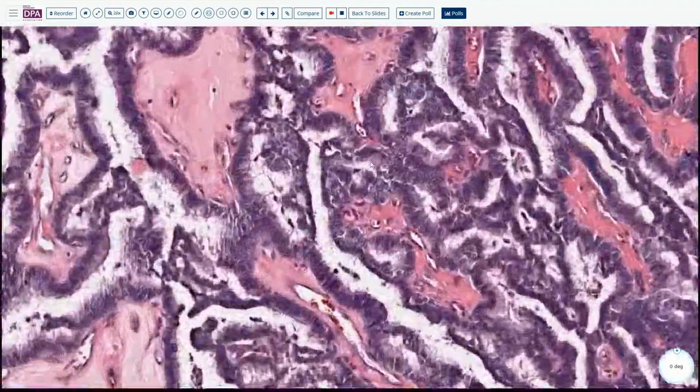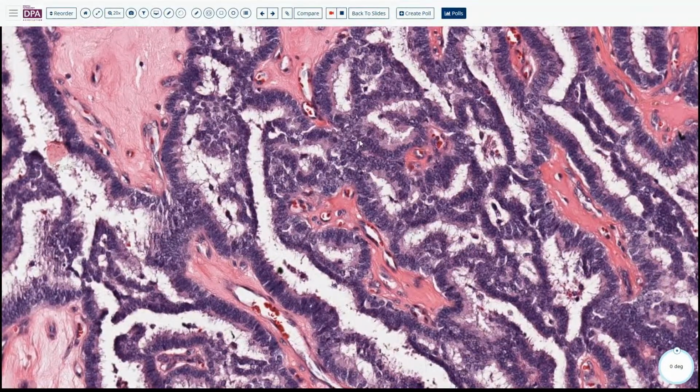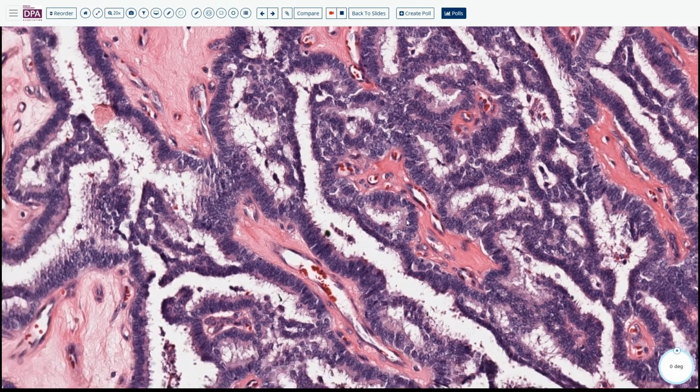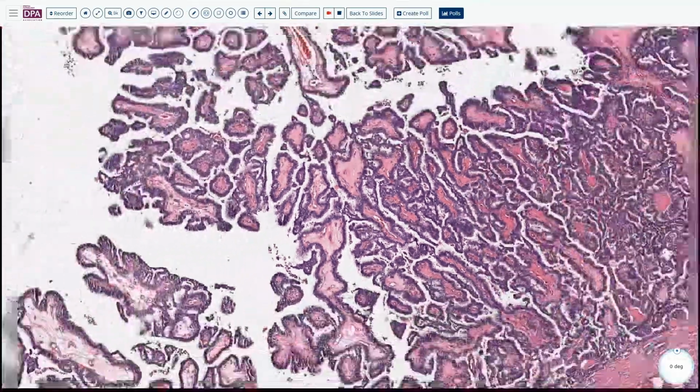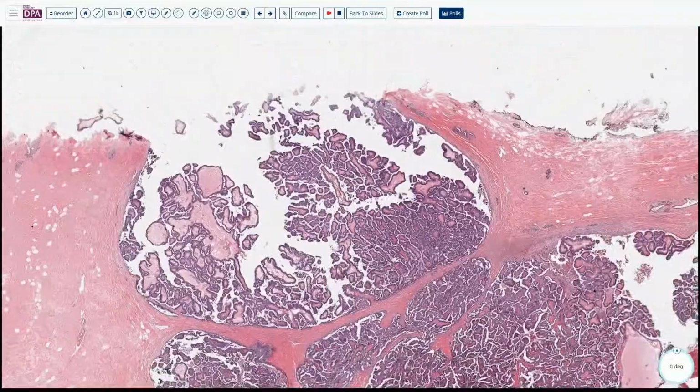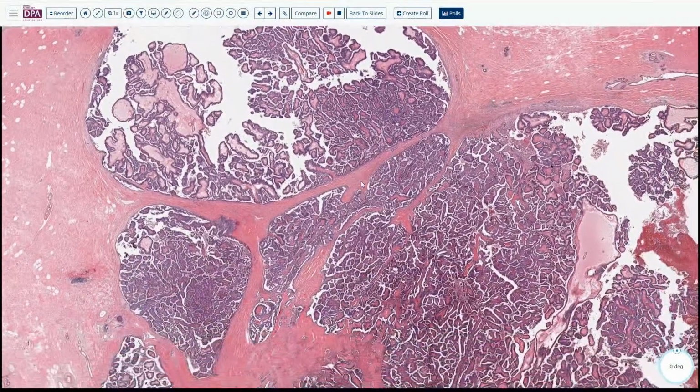And then for the luminal cell, we just see this monotonous population around the fibrovascular core. We do not have a myoepithelial cell layer. So I think the most important thing is just to recognize this is malignancy.